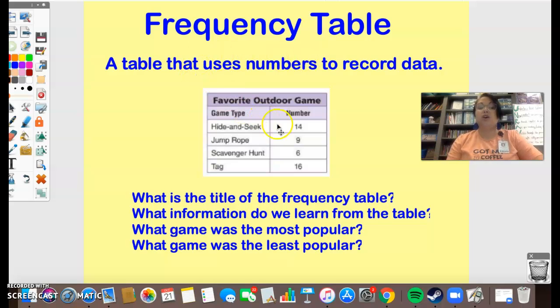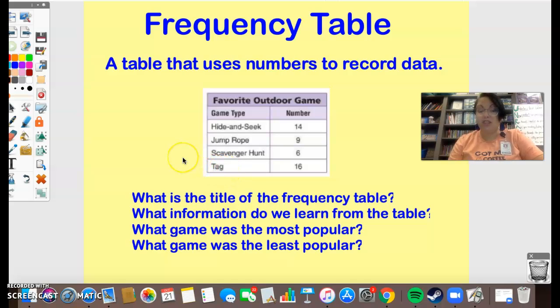So the whole title is favorite outdoor game. We have the different game types here, and we have the frequency, or how many people voted for each thing. All right, so what game was the most popular? That means the most frequent. And that's going to be the largest number, which is 16. So tag was the most popular.